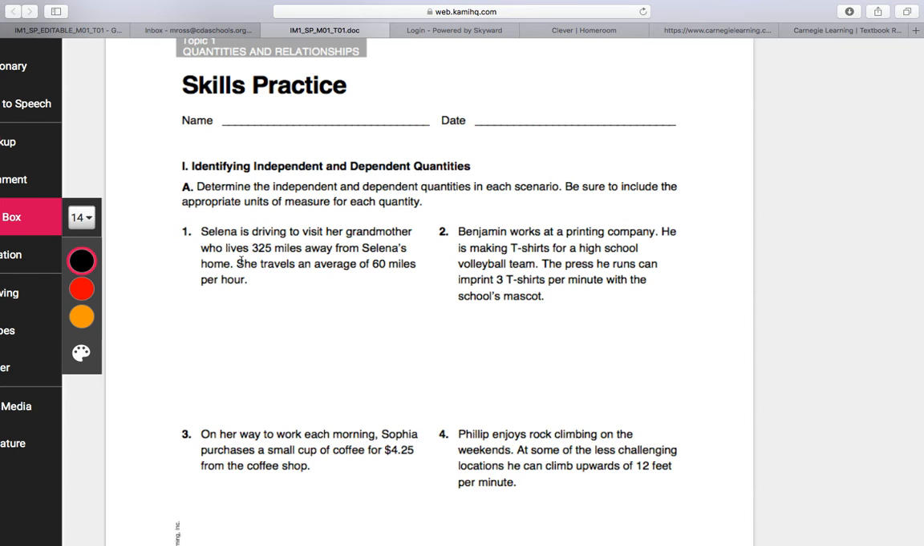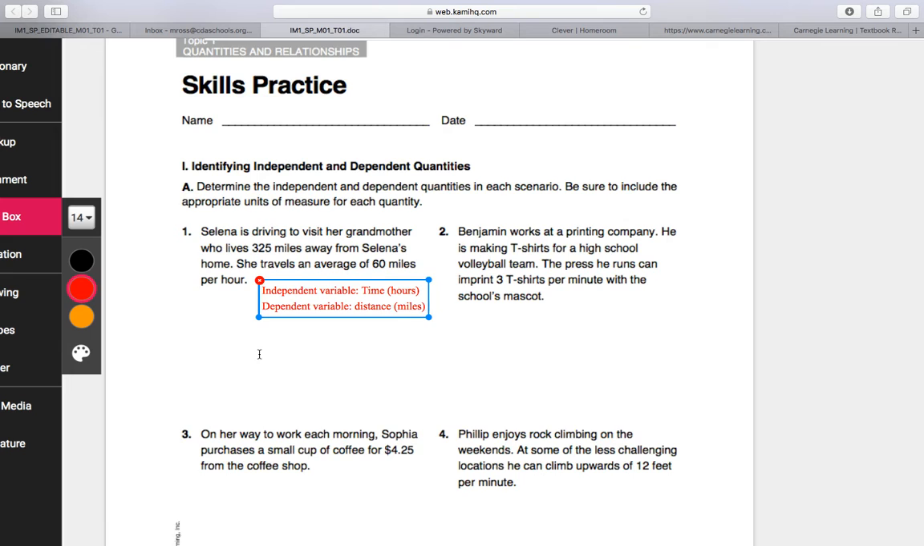our time, okay? The amount of time, so hours, it takes her to drive is not going to be impacted by anything, right? However long she drives is how long she drives, right? And so our independent variable would be time in hours. And then our dependent variable is going to be based off the distance that she drives.